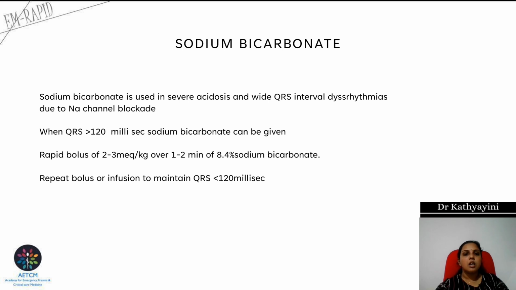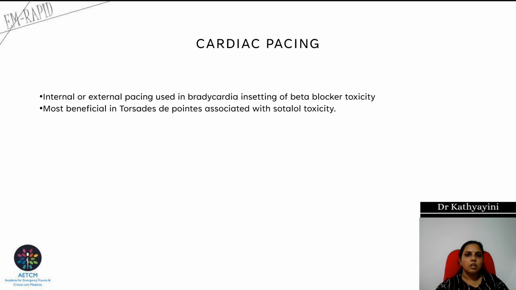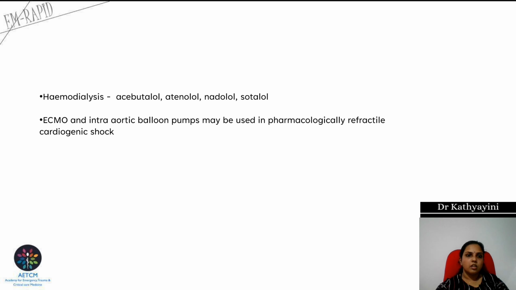2 to 3 milliequivalent per kg IV bolus can be given over 1 to 2 minutes, followed by an infusion. Then if there is persistent bradycardia, we can go for either internal or external pacing. And it is most beneficial in sotalol toxicity. Other methods like hemodialysis, and in refractory cardiogenic shock, we can go for ECMO and intra-aortic balloon pumps.